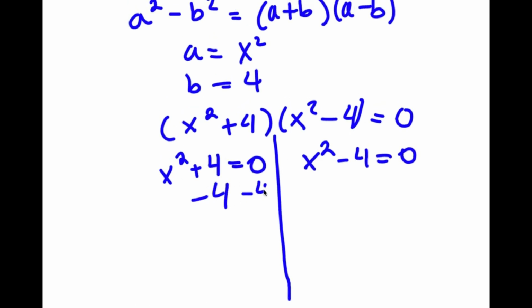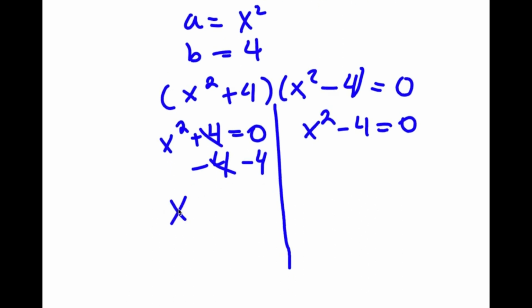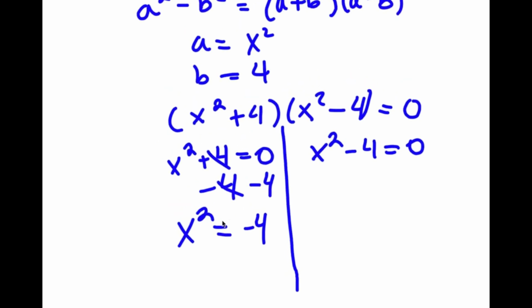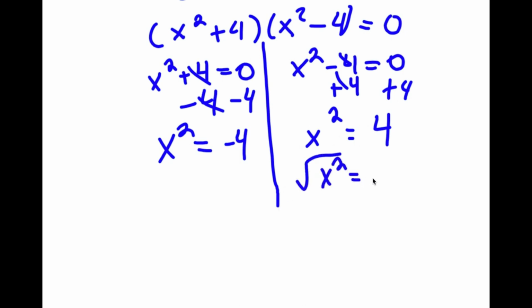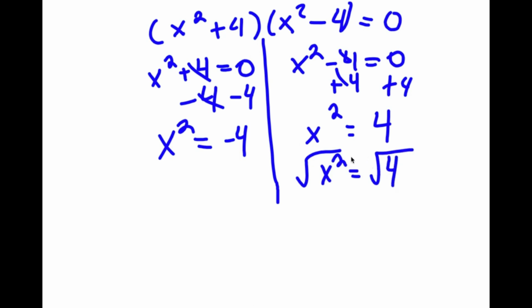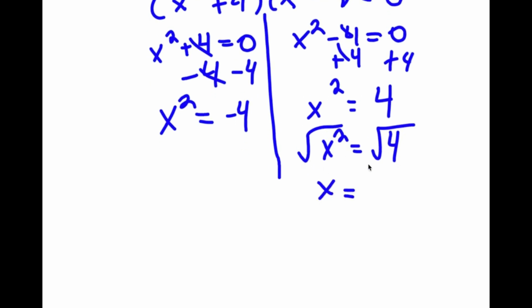So x squared plus 4 equals 0. I can subtract 4 on both sides, and x squared is equal to negative 4. Now for x squared minus 4 equals 0, I can add 4 on both sides, and I get x squared is equal to positive 4. Now for x squared equals positive 4, this is pretty simple. We just take the square root on both sides. The square root of x squared is x, and the square root of 4 is going to equal positive or negative 2.